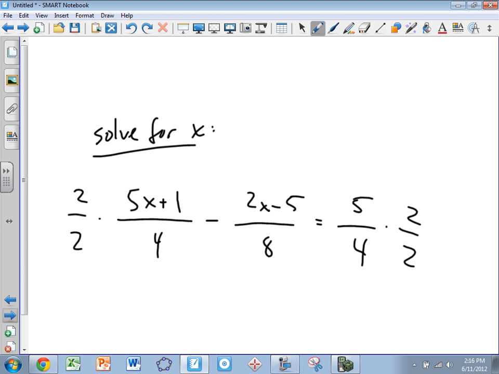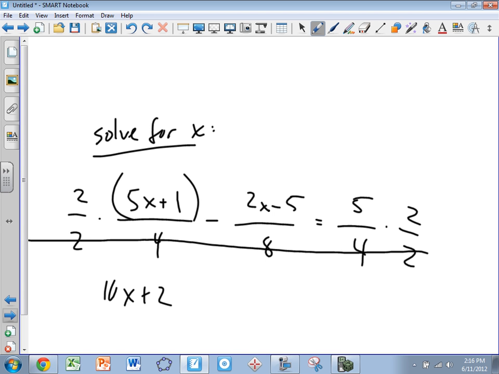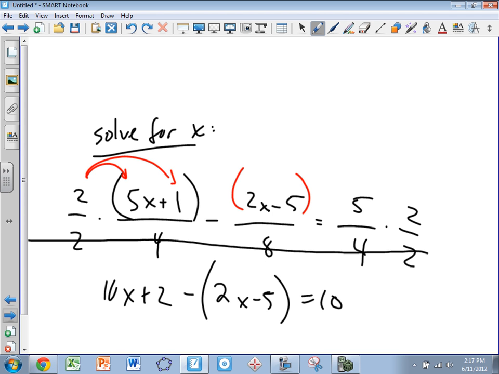So you can automatically do this, remember? And now you're left with 10x plus 2, because you have to remember there's a parentheses here, minus 2x minus 5, with the parentheses again, equals 10. Again, don't forget, you have to distribute that 2. You have to remember that this really has a parentheses around it. And now solve the equation. Okay, I'm not going to go through the rest of it.